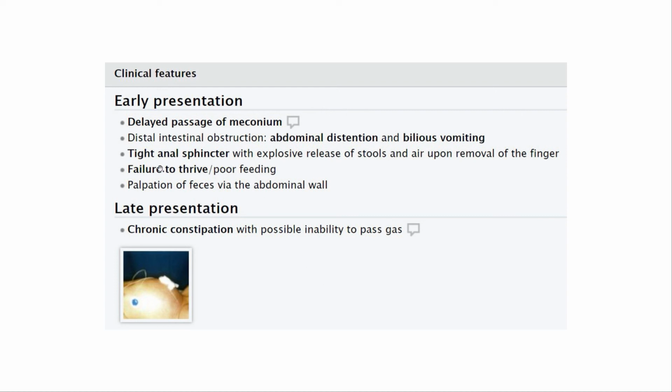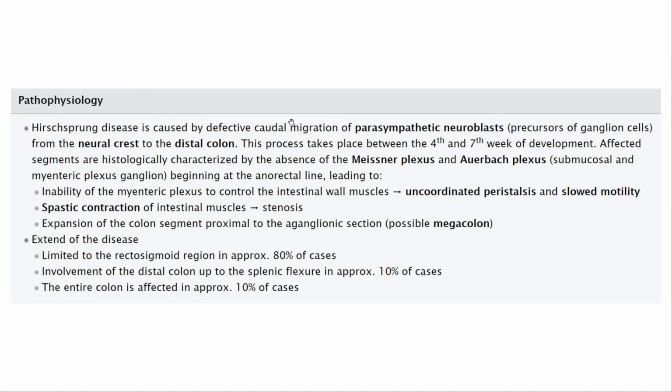They have a tight anal sphincter, and basically it's an interesting form of chronic constipation secondary to the failure of migration of neural crest cells into the distal colon. So you don't get the proper innervation, and you end up with a pathologically dilated but paralyzed segment of the distal colon. So that's Hirschsprung's disease, and you should know it really well.